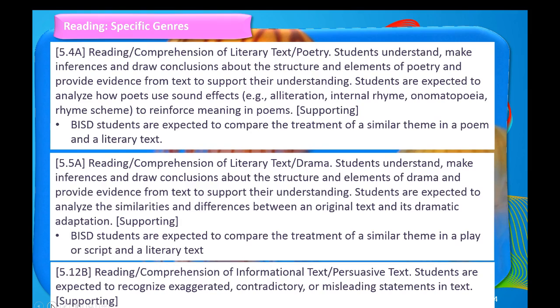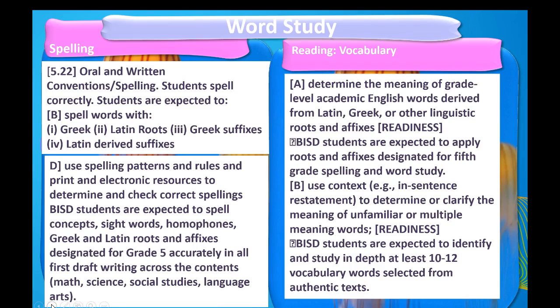Those are your genres. Your word study, once again, as you're spelling, you're looking at your roots, your Latin and Greek roots, playing with words, doing those things that help them to really, when they come to a word they don't know, look at the meaning of the word and looking at the makeup of the word. Once again, they're still having 10 to 12 vocabulary words out of authentic text.